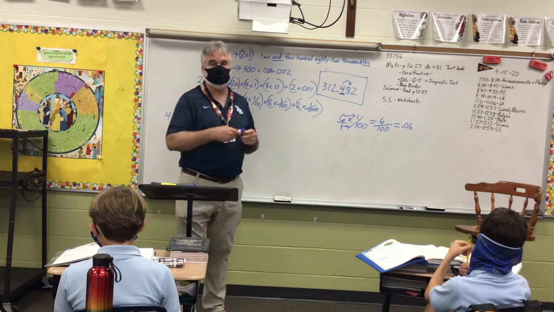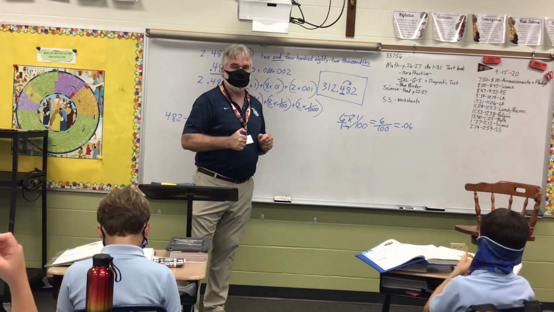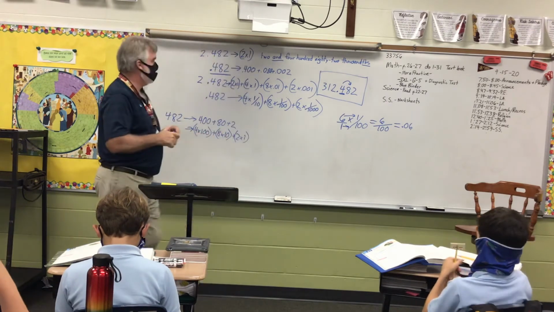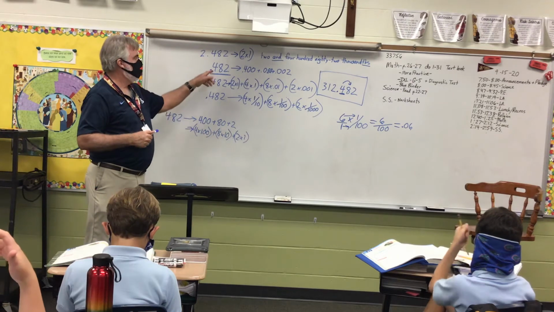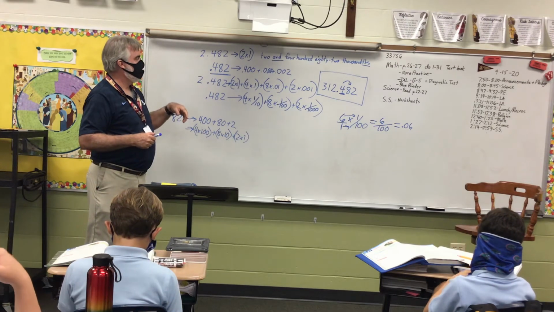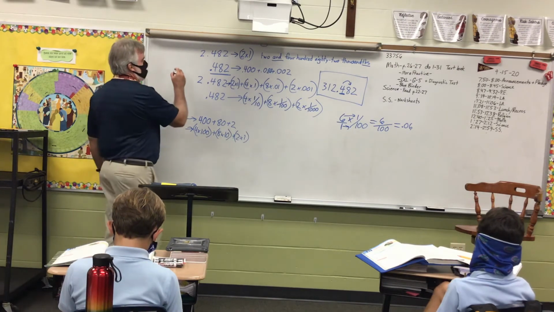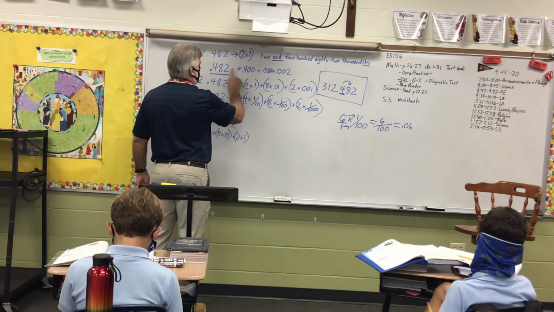Okay, good question. Emma? One more question about the expanded form with the whole number. When you're doing the 0.400 plus 0.080, what would you do for a whole number? Would you put 2.0 or?